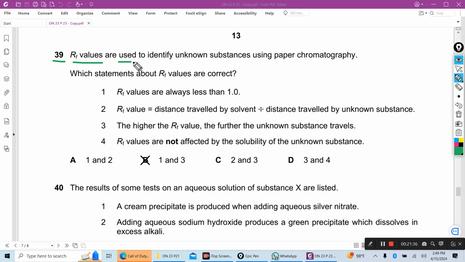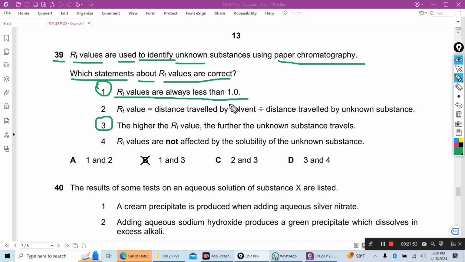Next, RF values are used to identify an unknown substance using paper chromatography. Which statements about RF values are correct? 1 and 3 are the correct answers. RF values are always less than 1. This is true. If you calculate it, you always get an RF value less than 1. And 3 is also true. Why? The higher the RF value, the further the unknown substance travels.